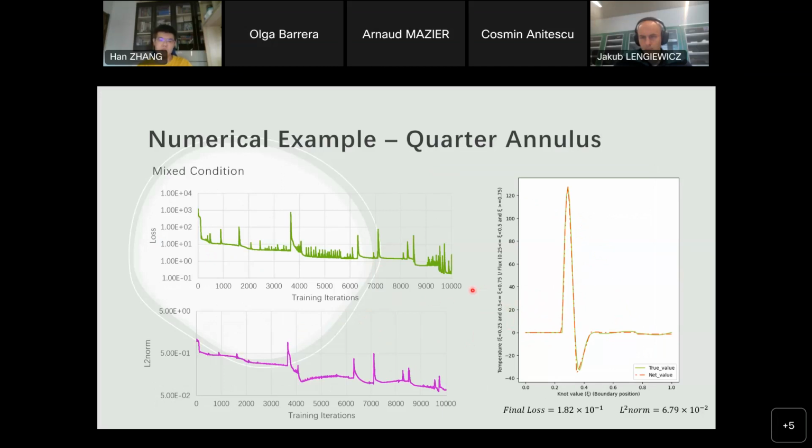With this example, we gradually increased the number of collocation points and integration points, along with the increasing training iterations. With more and more collocation points and integration points, the result looks much better. Here is the final result after 10,000 training iterations.